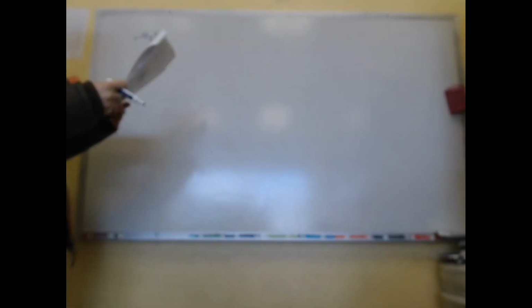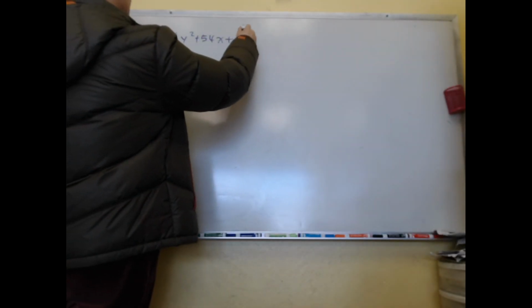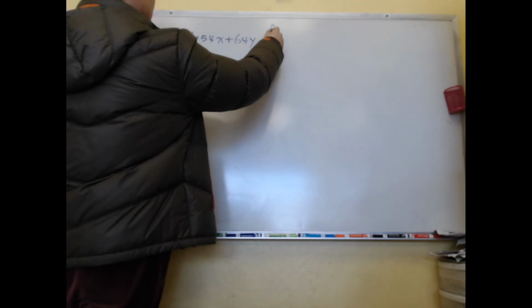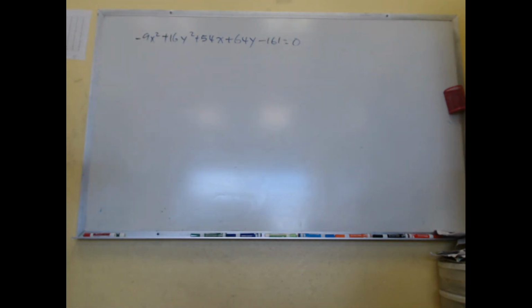So for this one, we do have negative 9x squared plus 16y squared plus 54x plus 64y minus 161 equals 0. Graph the following conic sections. So what kind of hyperbola is that, just by looking at the equation without doing anything?